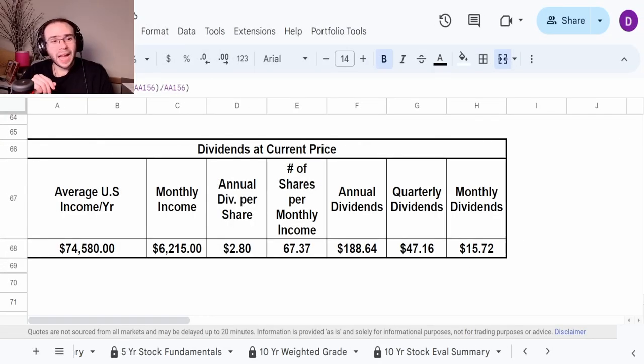And now looking at the dividend, we can see that putting in $6,215 at this $2.80, guys, that nets you almost $200 extra per year, $188.64, almost 50 bucks for a quarter, $47.16, and $15.72 per month.